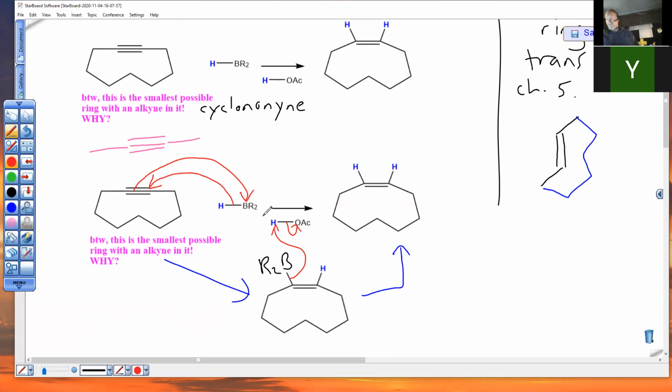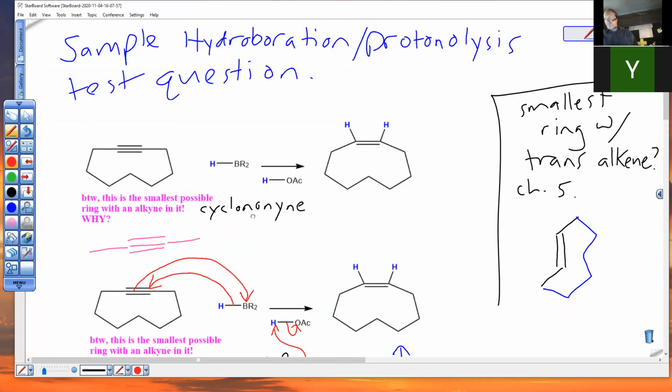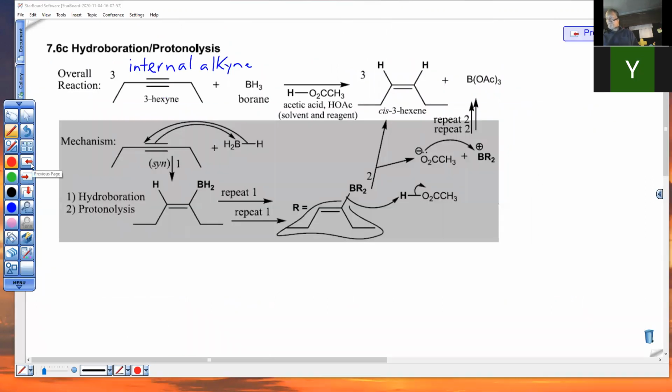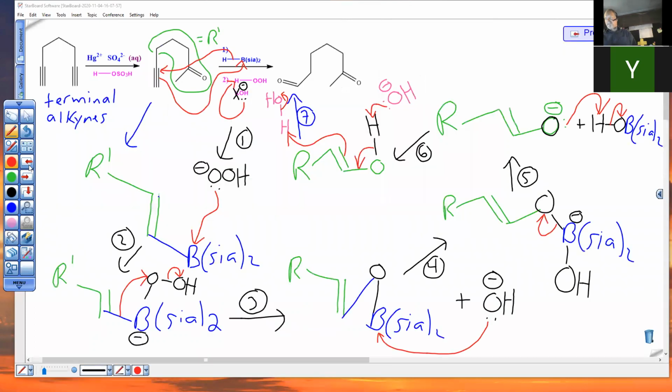So we know 2 ways of making cis alkenes. Can you remind me the 2 ways of making cis alkenes from internal alkynes? The first way was over here. Oh, no, I was at the top of that page. I'm at the bottom.